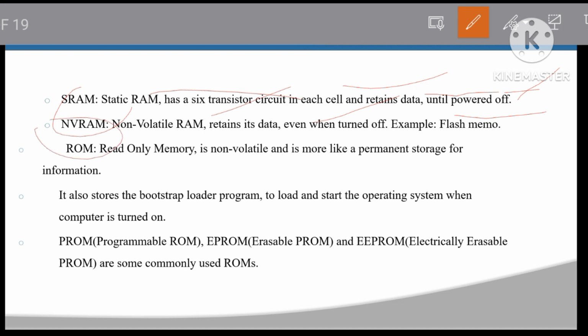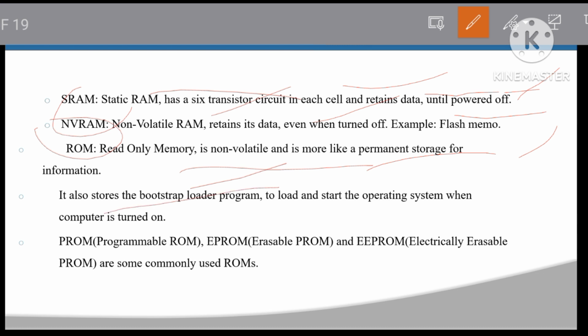Now again ROM. After RAM we know ROM. ROM means read-only memory. RAM is volatile, but read-only memory is non-volatile. It is more like a permanent storage for the information. It also stores the bootstrap loader program to load the operating system. When you start the computer, it loads the bootstrap, which is stored in the ROM.